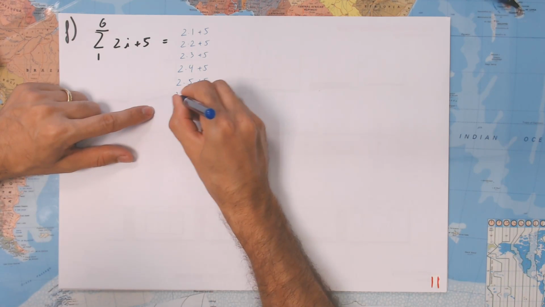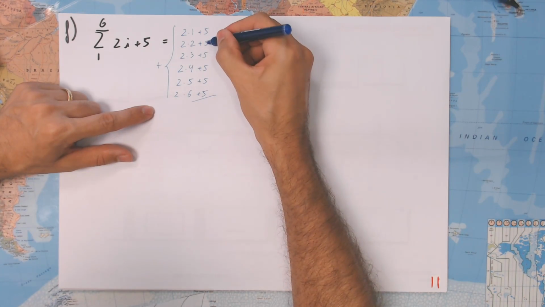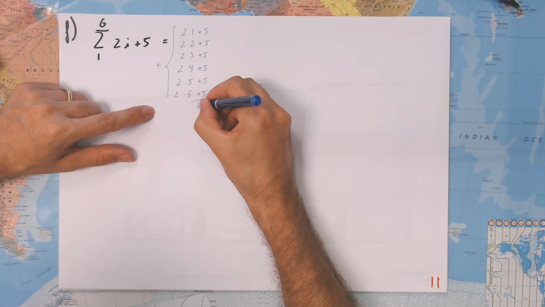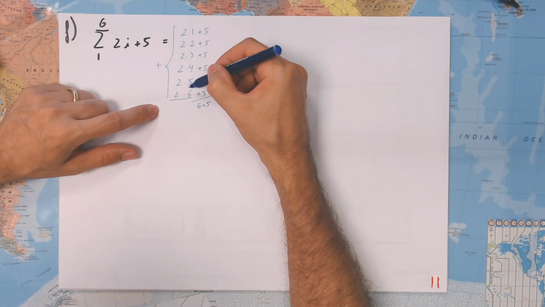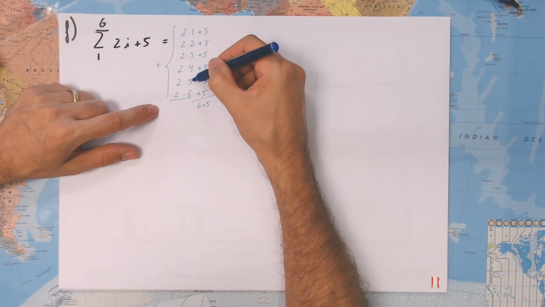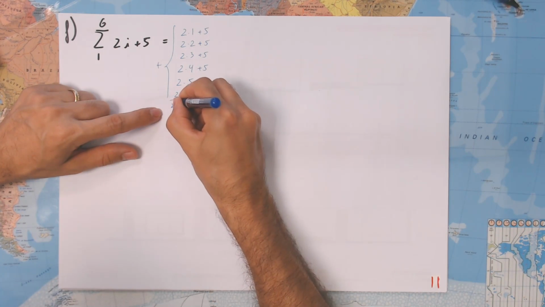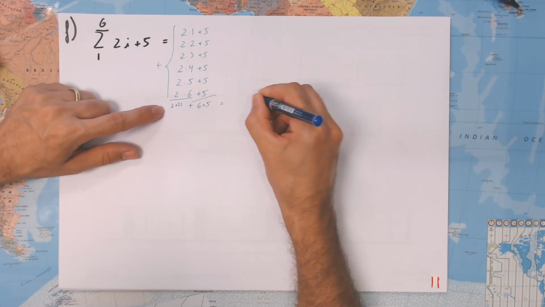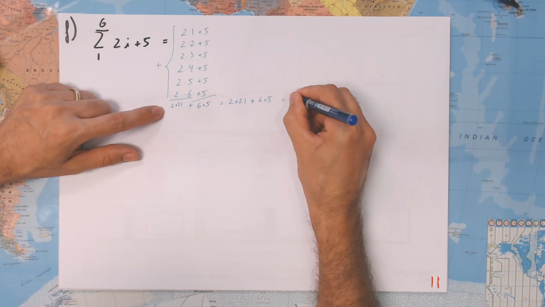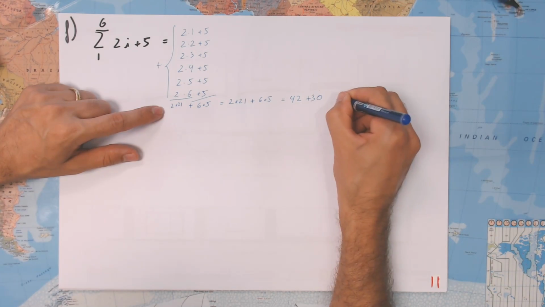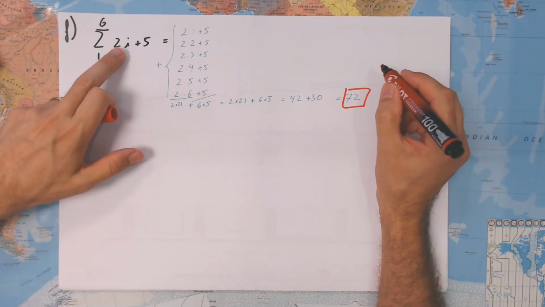Now let's add them. Well, we have to add everybody, right? Okay. 1, 2, 3, 4, 5, 6. This is 6 times 5. And what about those in here? Let's do it this way. Well, 6 with 4, 10. With 5, 15. With 3, 18. 20, 21. So this is 2 times 21. So the answer is going to be this: 2 times 21 plus 6 times 5. And this is what? 42 plus 30, and this is just 72. Okay, this is the answer for this summation.